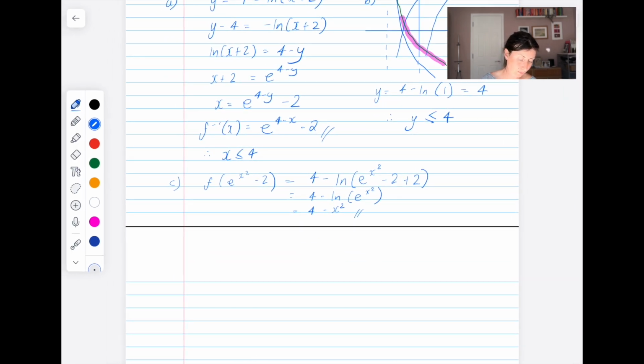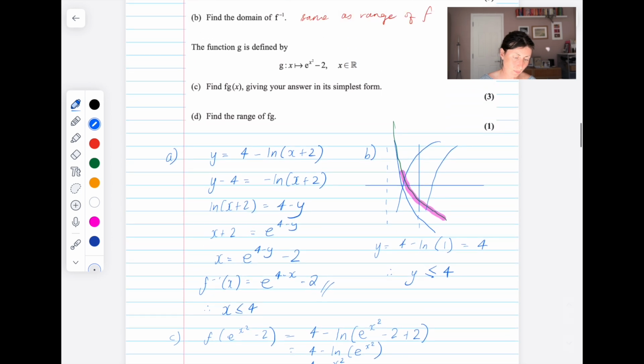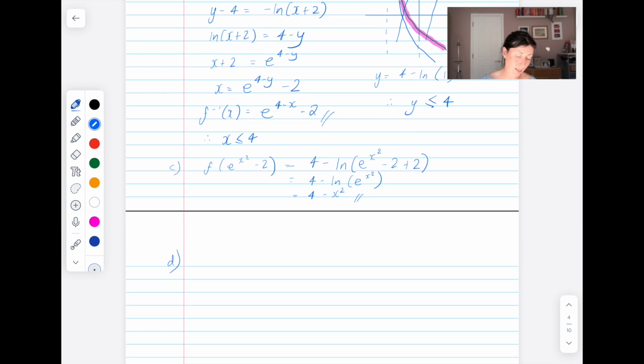So it's a parabola, and if I draw it quickly, it's a sad face and the y-intercept is 4. Don't care about the x-intercept because all we need is the range. Done.